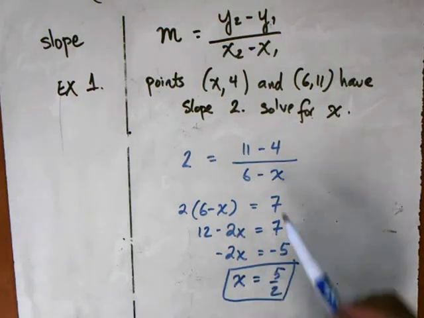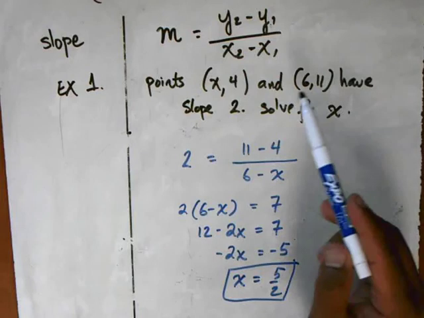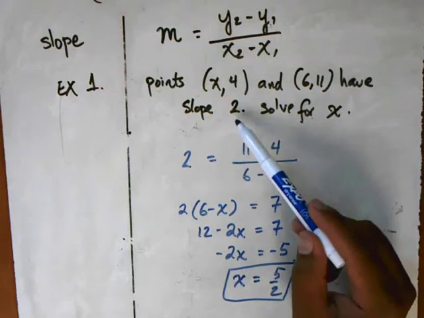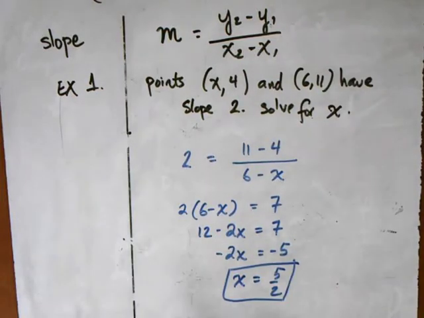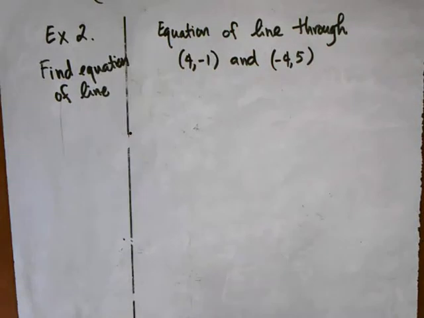Okay? So if we substitute 5 halves in here, we should end up with a slope of 2 with this other point. Okay? So this is a problem of solving and using slope to solve a problem. And so let's move on to some more complicated examples with parallel lines, perpendicular lines, and finding the equation of a line in general.